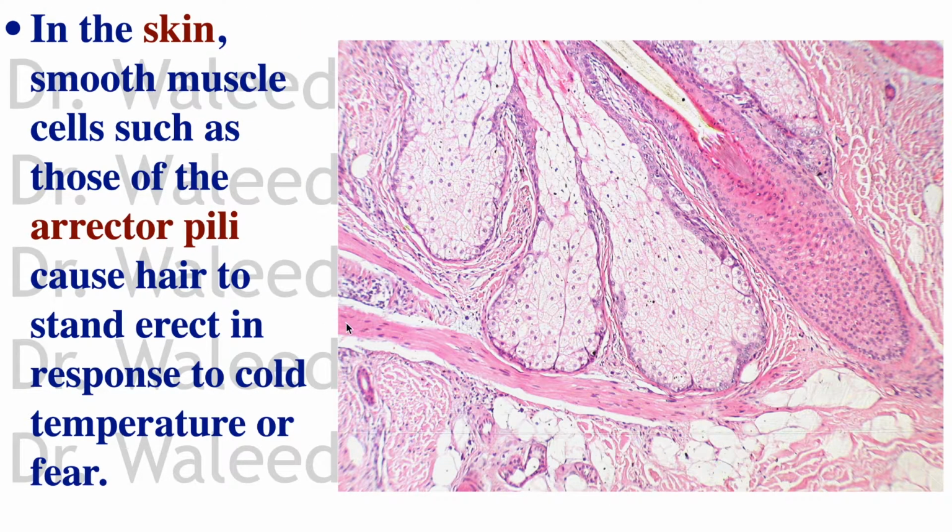Also in the skin, as you can see here, this band of muscle is attached to the base of the hair follicle, and when contracting it squeezes the nearby sweat gland. This is the erector pili muscle, responsible for the movement of the hair follicle.